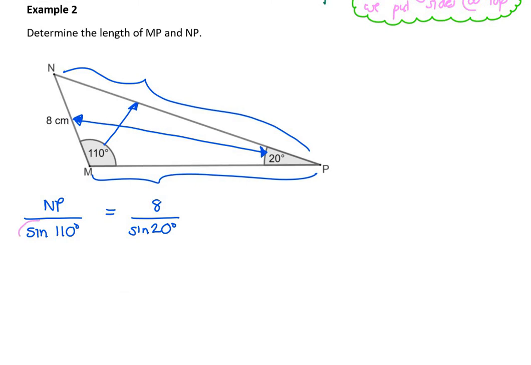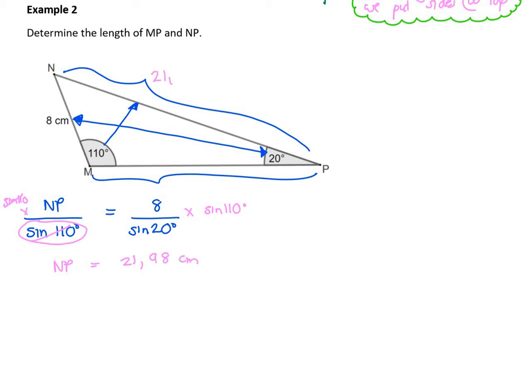Now basically I'm going to multiply by sine 110 on both sides, and so if I actually write that in, let me just show you, that's what I'm going to type in my calculator. We generally don't show this working, we just use our calculators, but my sine 110 cancels, and so I get NP is 21.979, so 21.98 centimeters in this case.